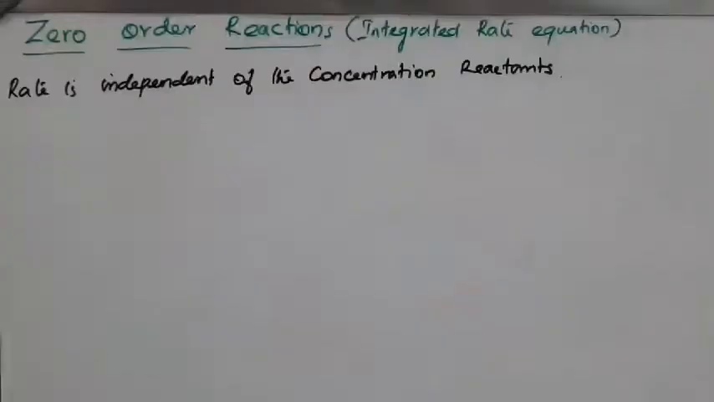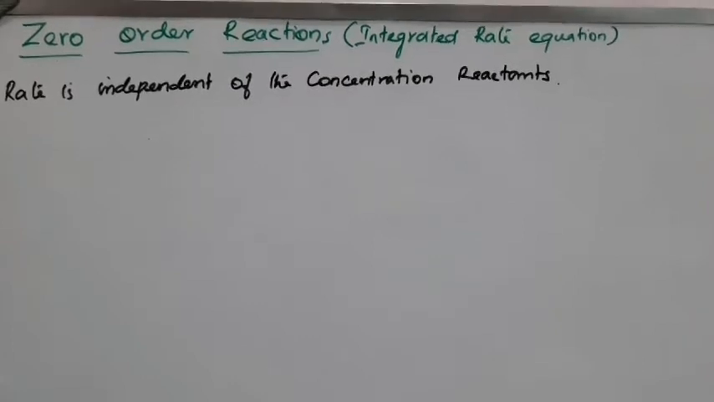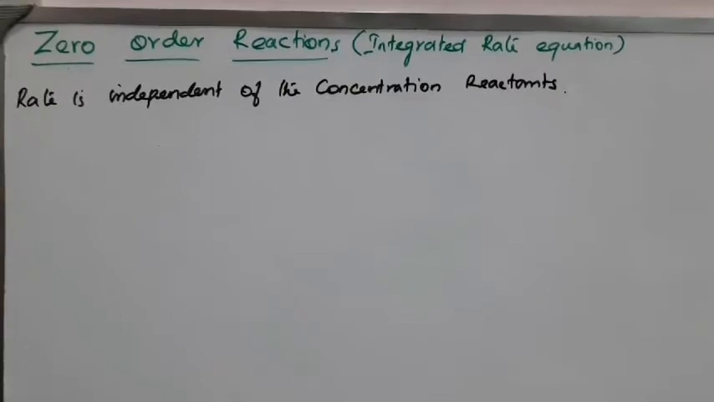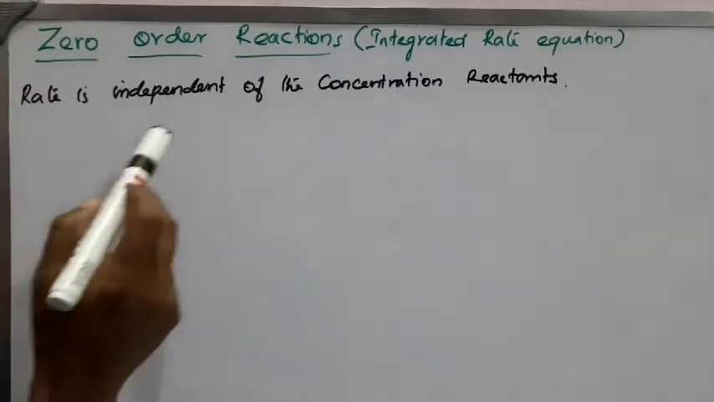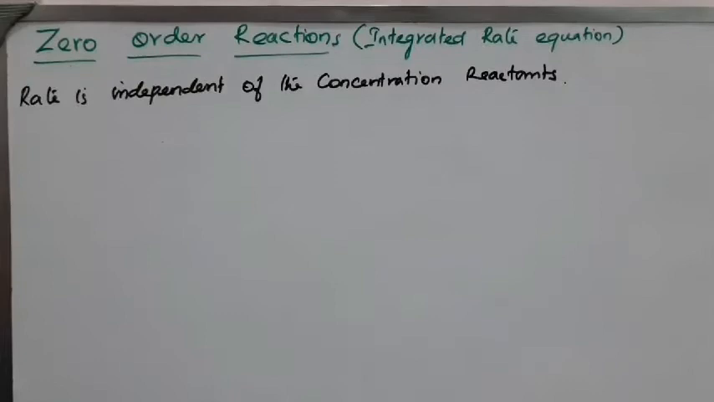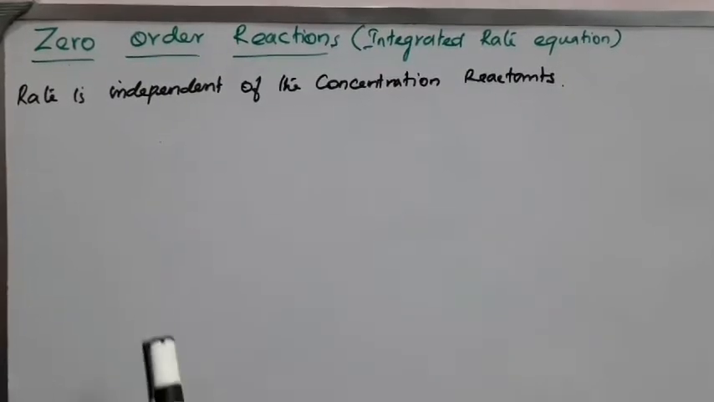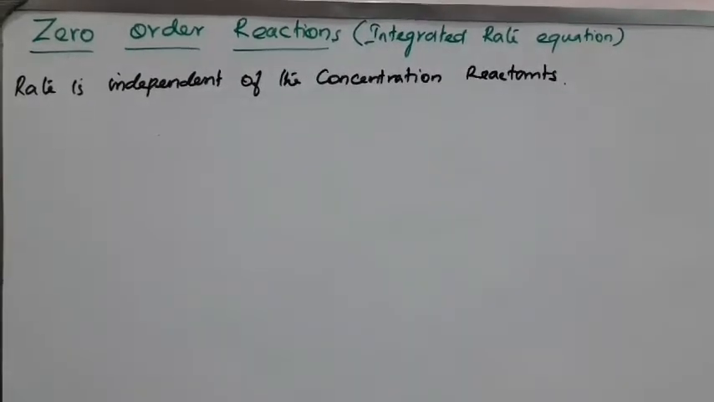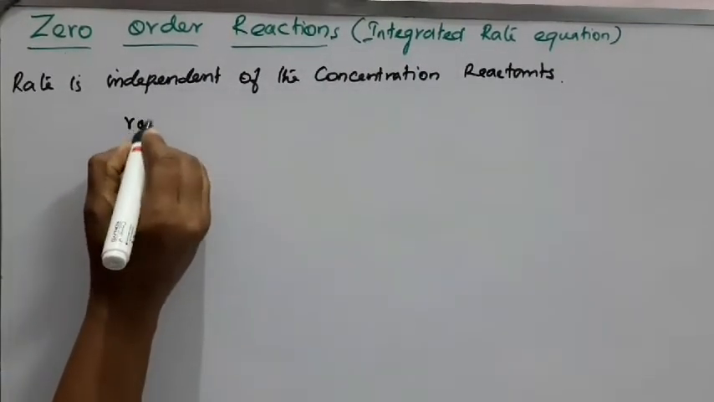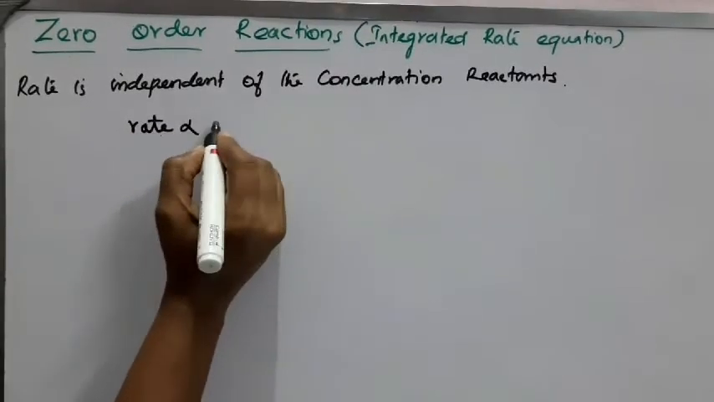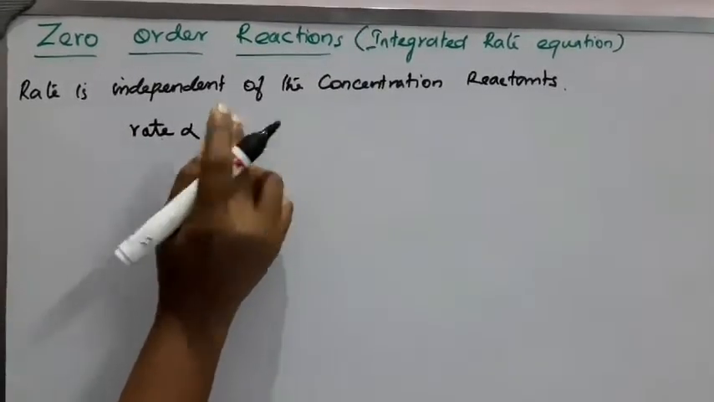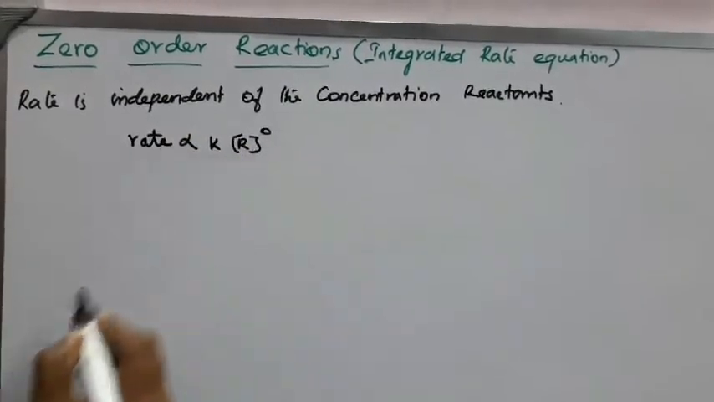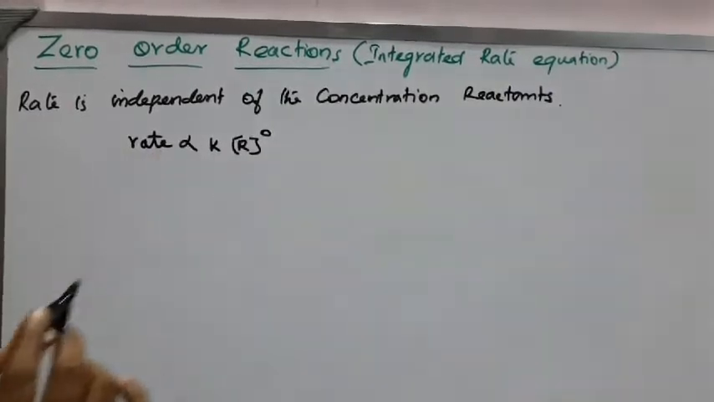Okay, we are going to see the integrated rate equations of zero order reactions. Zero order reactions means the rate is independent of the concentration of reactants. So it is not dependent on the concentration. That is zero order reactions. So the rate is directly proportional to the reactant concentration raised to the power 0. That is called a zero order reaction.